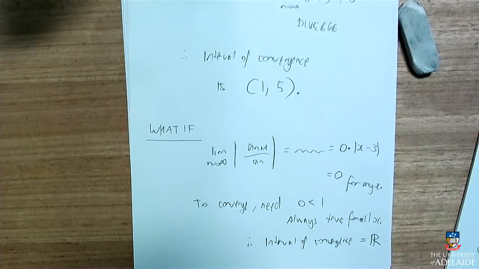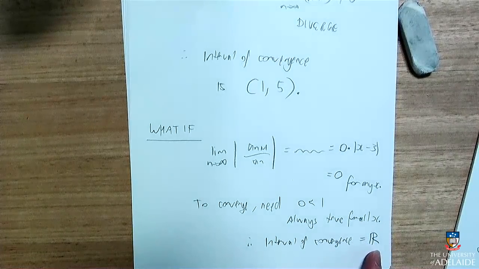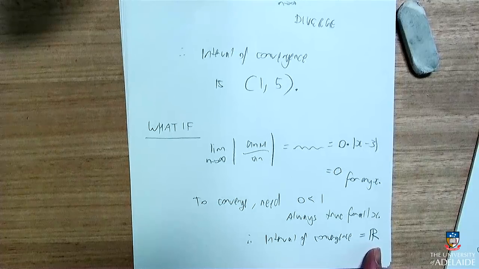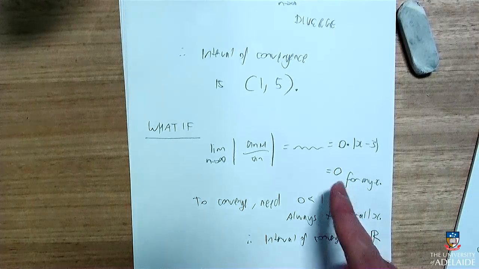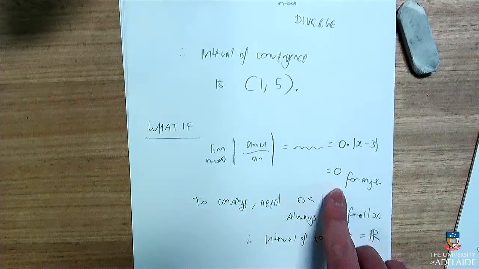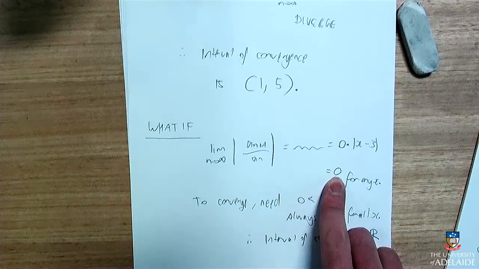We don't need to check the endpoints because it doesn't have endpoints. It goes forever, because the radius is going to be 1 over this number, which is infinity.